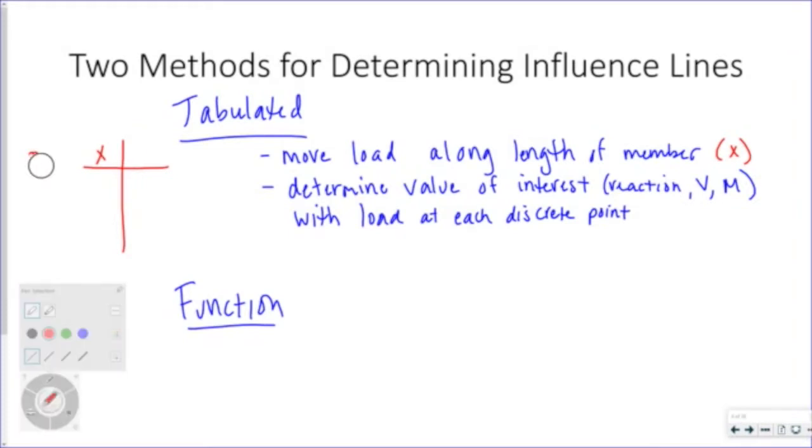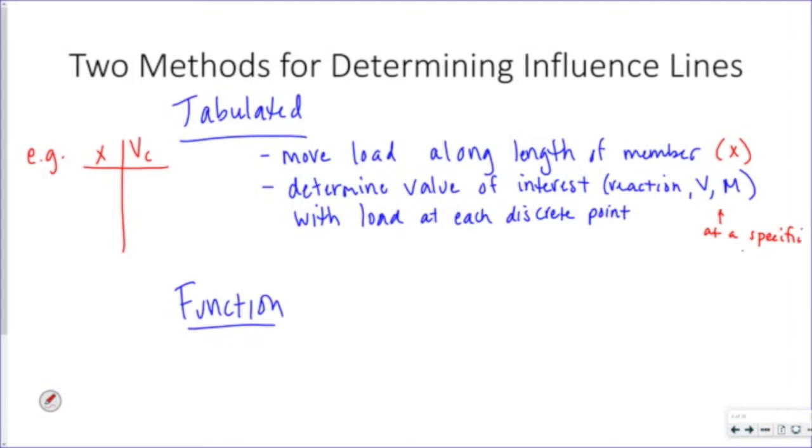This is an example. Let's say I'm interested in shear at point C. I'll calculate the shear at point C. And I'll vary where I put the location, right? X is the location of the load. So the location changes. Where you calculate the shear, it's at a certain point. That doesn't change. At a specific point.